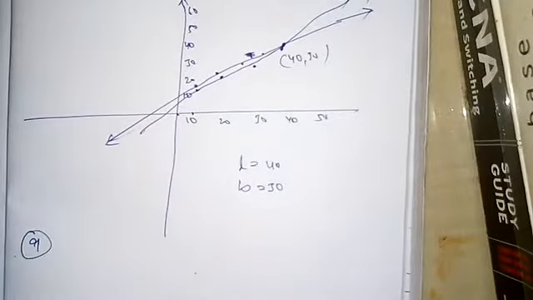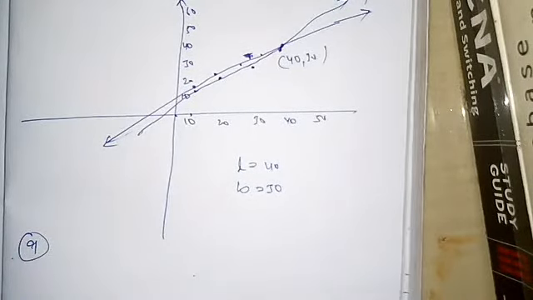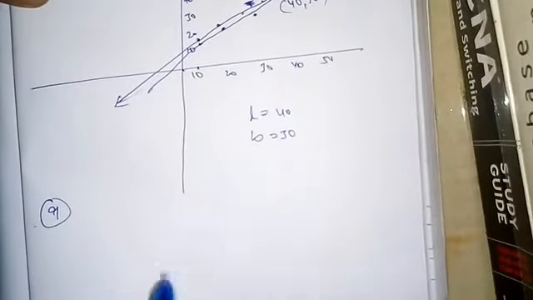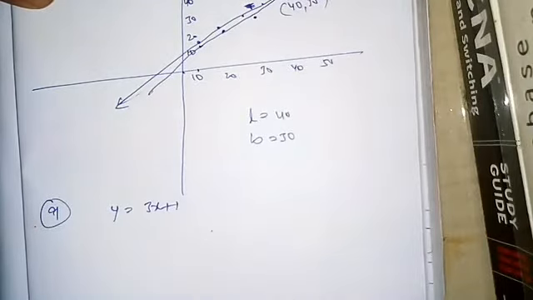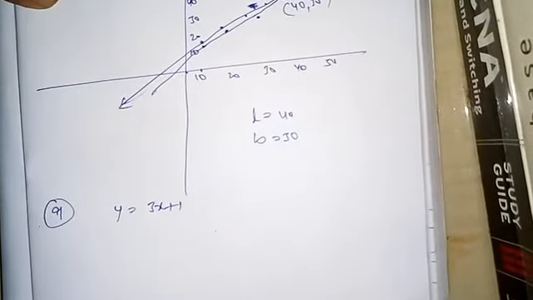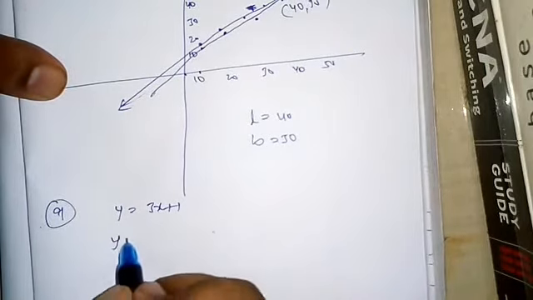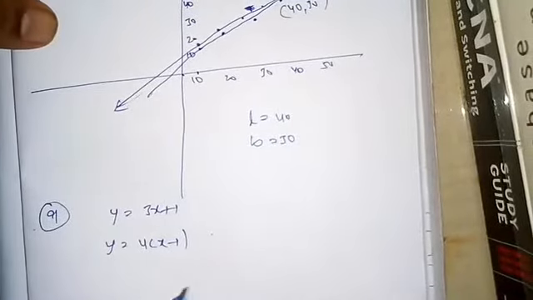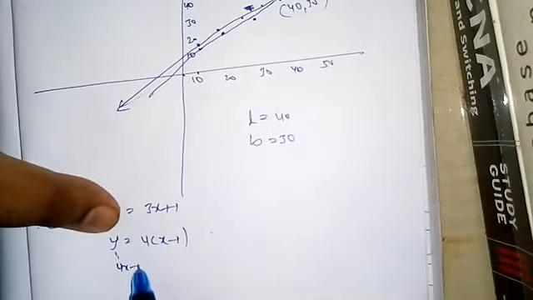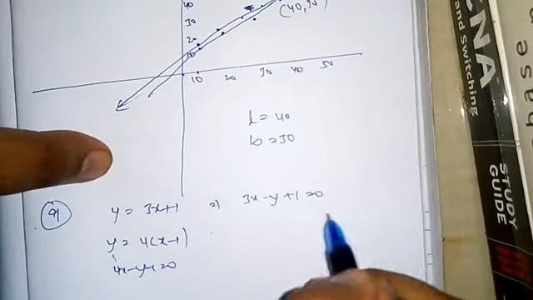Next, ninth question. In a class, if 3 students sit on each bench, one student will be left out. So y will be equal to 3 students on each bench plus 1. If 4 students sit on each bench, one bench will be left out. So y is equal to 4 times x minus 1. Let's solve it. First will be 4x minus y minus 1 is equal to 0, and this will be 3x minus y plus 1 is equal to 0.